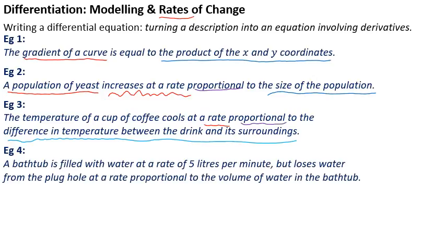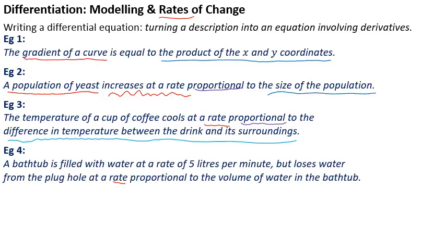Fourth example, a bathtub is simultaneously being filled at a certain rate and also being emptied at a certain rate. You can imagine, depending on the size of those rates, this tub is either increasing in volume or decreasing in volume. But the thing we're interested in here is the rate at which that volume changes. So we see that word again.